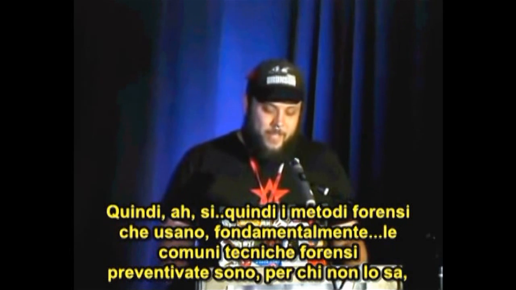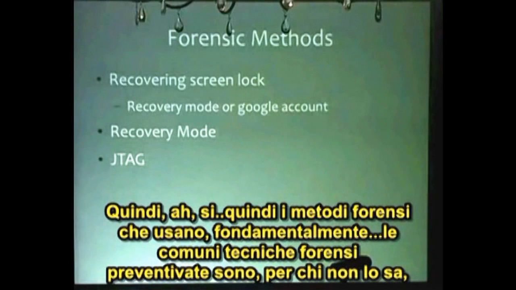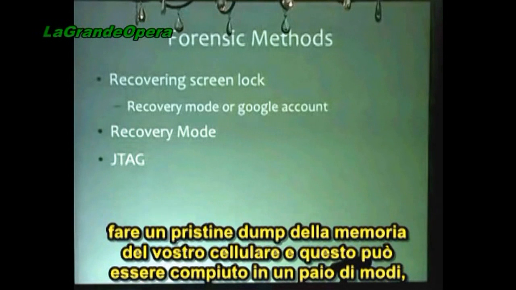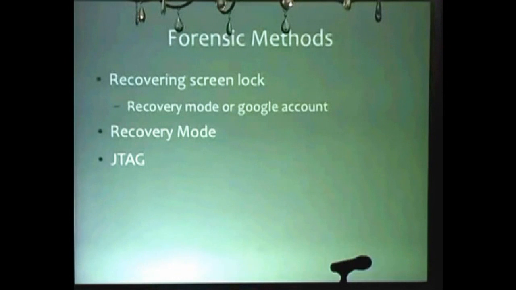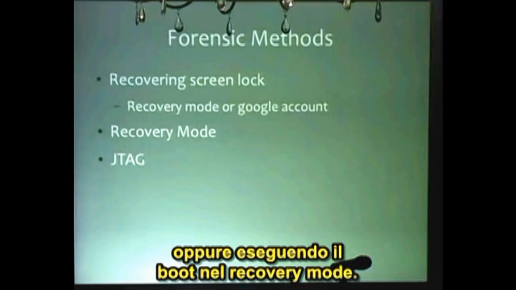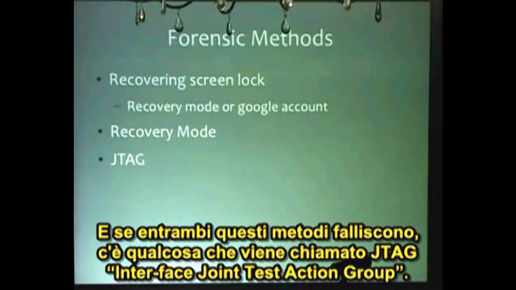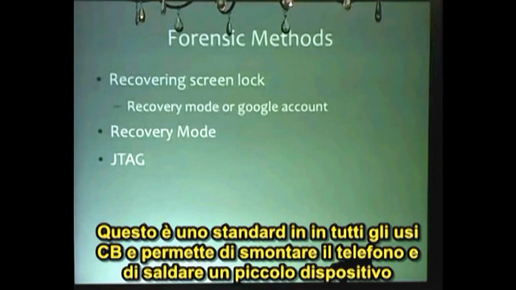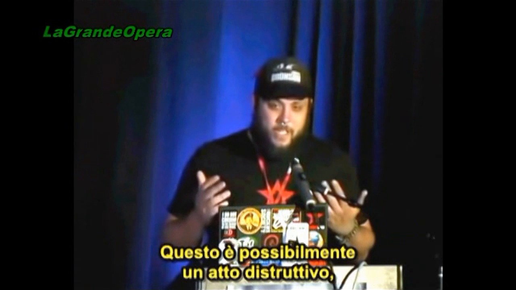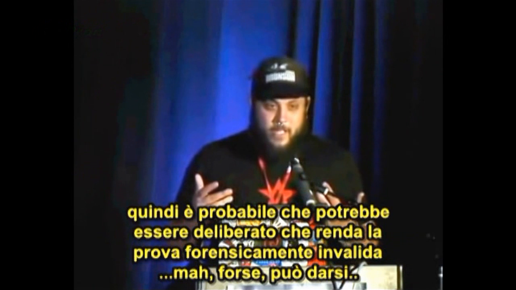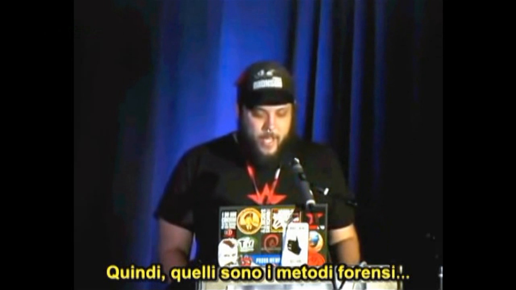So the forensic methods that they use: the general forensic technique, for those of you that don't know, is to make a pristine dump of the memory of your phone. This can be accomplished in a couple of ways with software forensics tools, by first recovering the screen lock through various methods, either by a phone being on with Android Debug Bridge turned on, or by booting into recovery mode. And if both of those fail, there's something called JTAG interface, which stands for Joint Test Action Group. This is a standard in all CPUs that allows you to take apart the phone and solder a little device to it, and it lets you create a dump of the memory. This is possibly a destructive act, so it's possible that it could be ruled that it made the evidence forensically invalid. Anyway, those are the forensic methods.